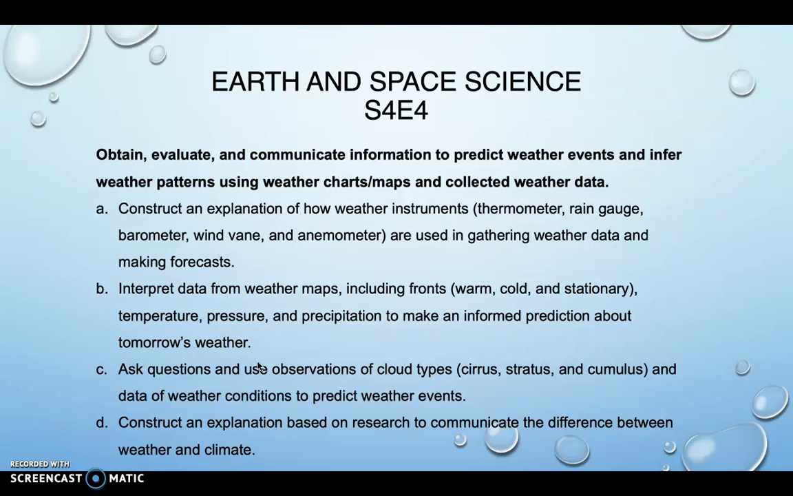Here is the standard that I will be teaching. In Part A of this standard, we introduce the 4th grade students to the weather instruments and how they are used to measure weather conditions. In Part B, students will learn how to read and understand weather maps. In Part C, teachers will engage students in making weather observations and having discussions about how to predict weather events. And in Part D, students will learn the difference between weather and climate. This is the specific portion of the standard that I have found a great current event article on.